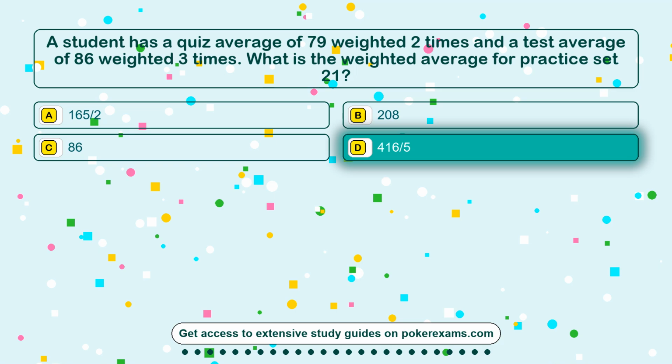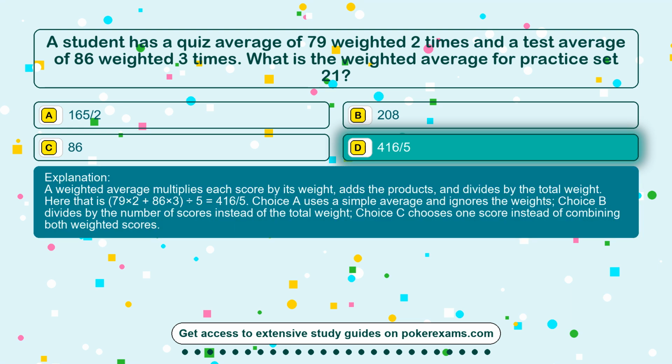The correct answer is option D, 416/5. A weighted average multiplies each score by its weight, adds the products, and divides by the total weight. Here that is 79 times 2 plus 86 times 3, divided by 5, equals 416/5.